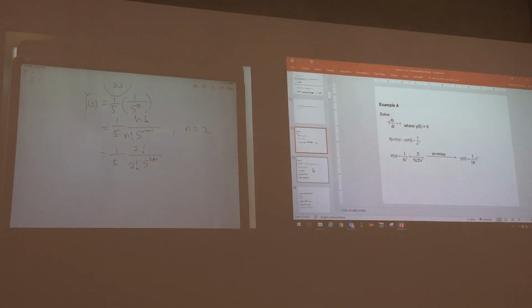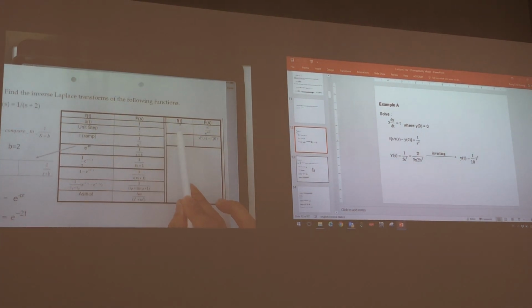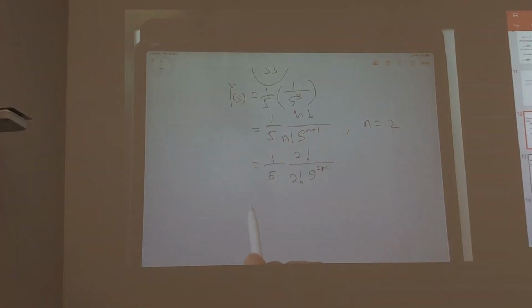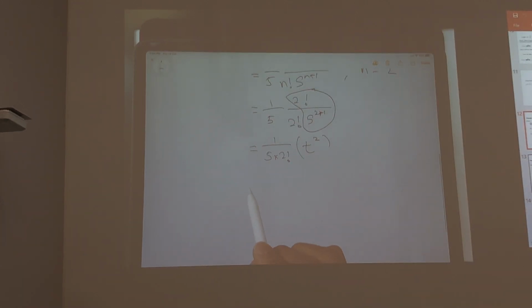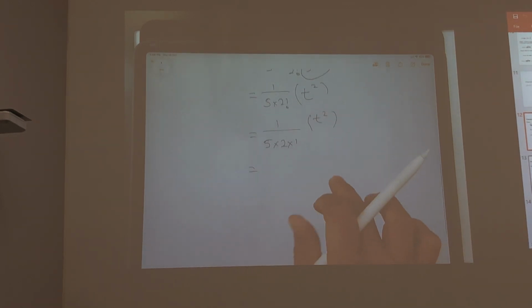If I use this table itself, if I invert it back, it becomes t power of n, right? N is 2, so it becomes t power of 2. So what I have is 1 over 5 times 2 factorial. This side, the entire thing, inverted back, becomes t power of 2. Okay? And 1 over 5 times 2 factorial, 2 factorial is 2 times 1, right? And then this one is t power of 2. And this is equal to 1 over 10 times t power of 2. Okay? Which is equal to what we have, 1 over 10 t power of 2.